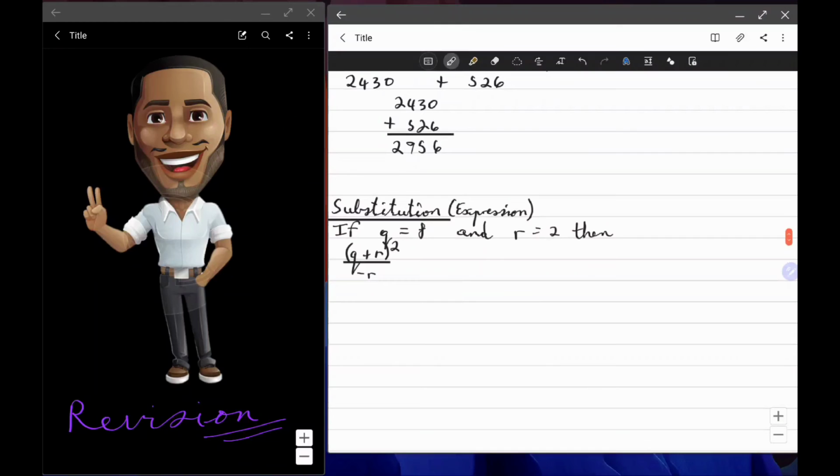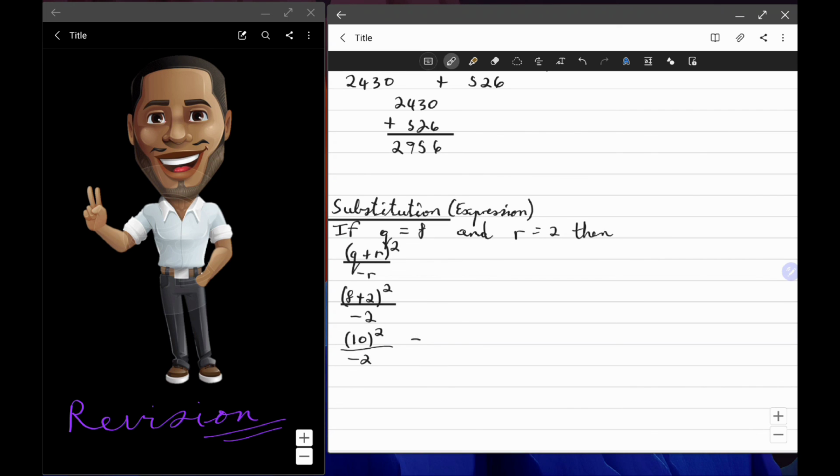So here we have Q. If Q equals 8 and R equals 2, what does this expression work out to? All we need to do is substitute our Q and R with their numeric counterparts. Q is equal to 8. So our new expression should look like this. Instead of Q plus R in brackets, we have our numeric counterparts, 8 and 2. 8 plus 2 in brackets, remember our power on the outside, and our negative R will change to negative 2. Our answer in the brackets would be 8 plus 2, which gives us 10.